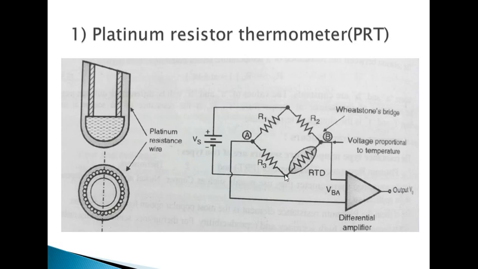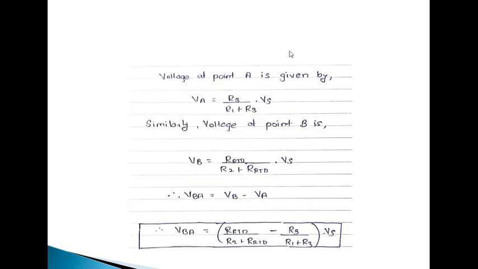It is shorted. So in short, I can say that the voltage across R3 is nothing but the voltage at point A. But what will be the voltage at point A? If you see, this resistor is in series, so the voltage across this resistor R3 is R3 divided by R1 plus R3 into Vs. So let us see the equation. The voltage at point A is given by VA. VA is equal to R3 divided by R1 plus R3 into Vs, that is the supply voltage.